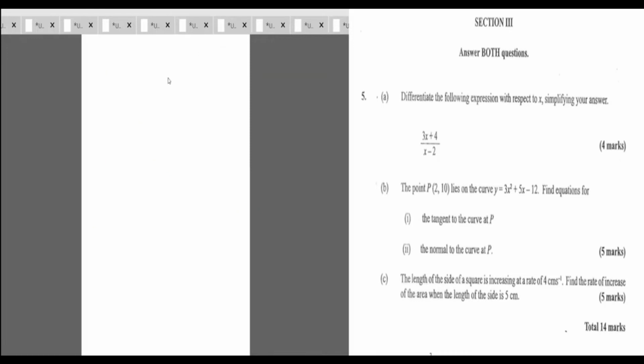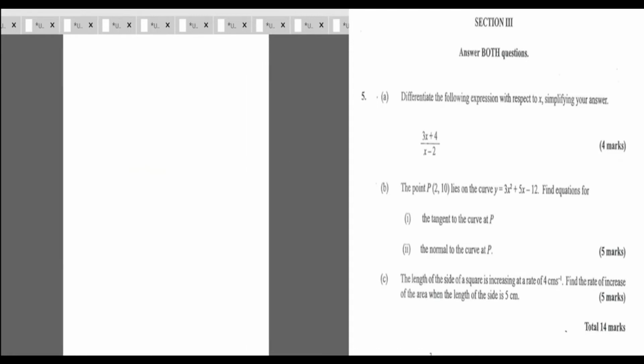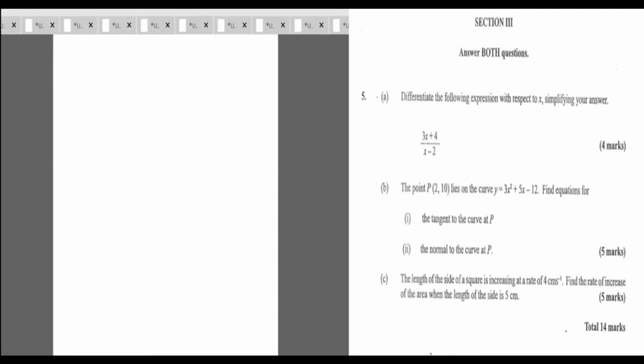Question number 6, let's look at what this says. It is saying, evaluate the integral from 1 to 2 of (16 minus 7x) all cubed. So let's go ahead and evaluate that integral.